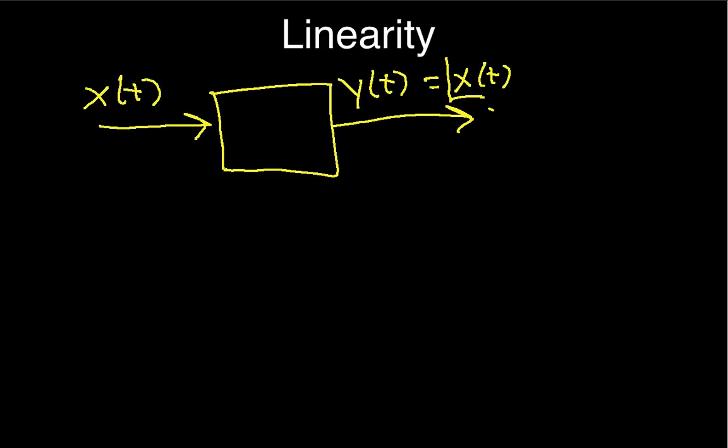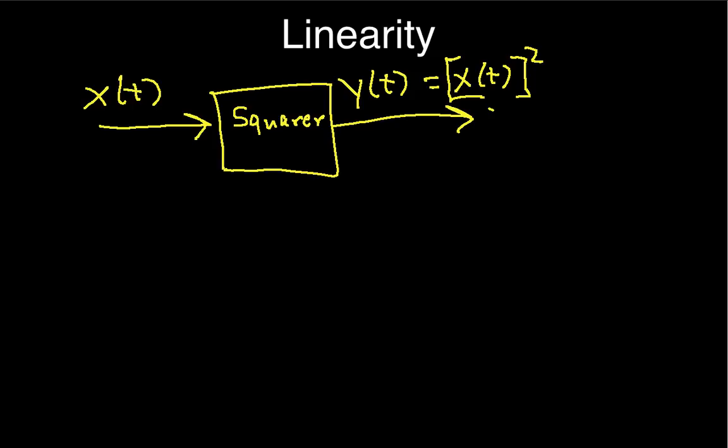squared. Oops. I got so excited when I said squared, I was going to draw a square around it. Okay, so this is sometimes called a squarer, for obvious reasons. And the question we would like to ask now is, is this system linear?